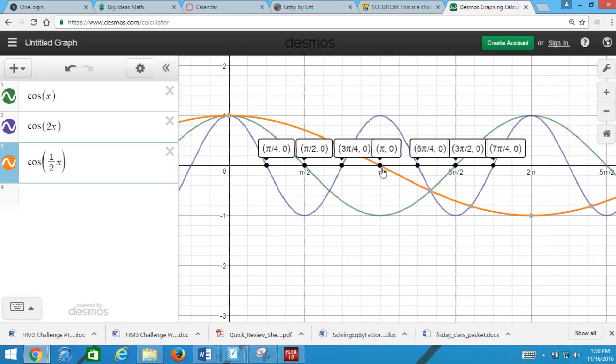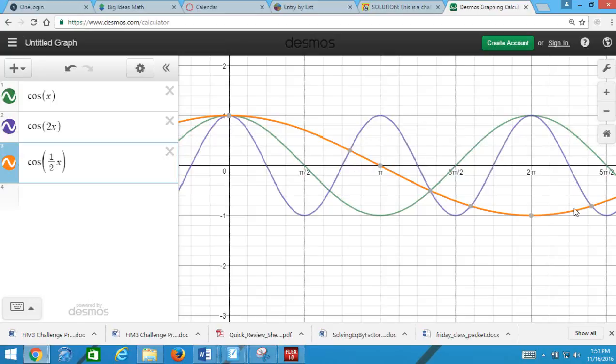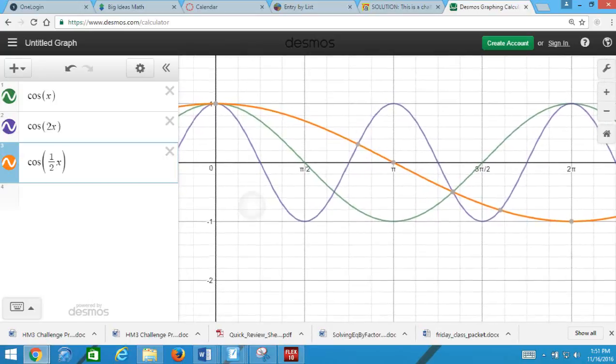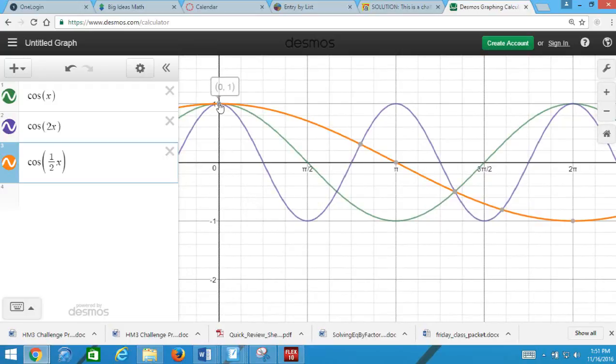So this blue one, let me turn off the x-intercepts so that they're not in the way. This blue one, how many full cycles are in the window from 0 to 2 pi? How many full cycles from 0 to 2 pi on the blue one? There's 2 full cycles. Where could you get that 2 from the equation?